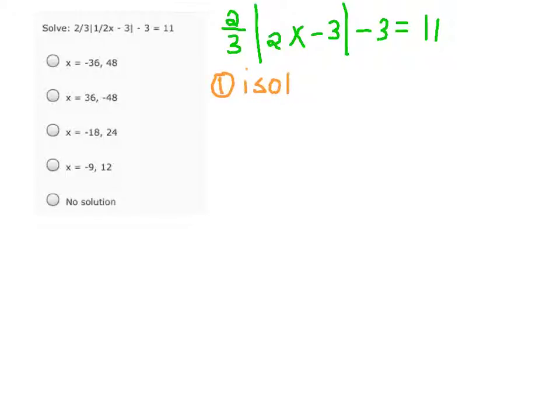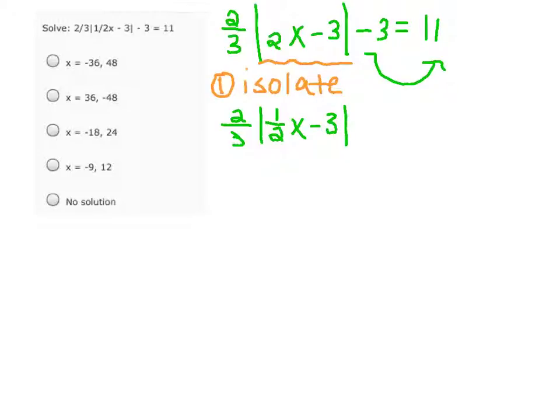So we need to isolate and get the absolute value by itself on the left side. So the first thing we want to do is move this -3 over to the right side. So we have 2/3 times the absolute value of 1/2 x minus 3. If we add 3 to both sides, the 3's will cancel and 11 plus 3 will equal 14.